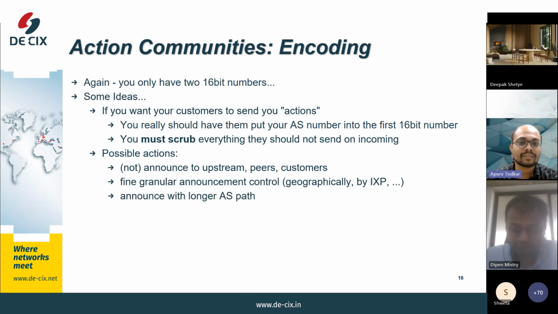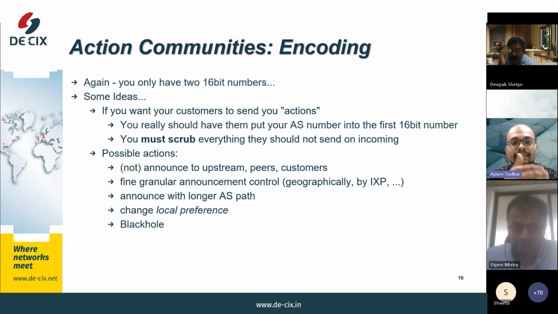So here are some ideas for using the action communities. For example, if you are a transit provider with customers using BGP, you can allow them to send specific actions by instructing them to use the autonomous system number in the first 16 bits of the field and define the set of allowed commands to it. However, it's important that if you permit customers to send this community, you should restrict them to a specific set. Any other communities they send should be filtered or scrubbed upon entry.